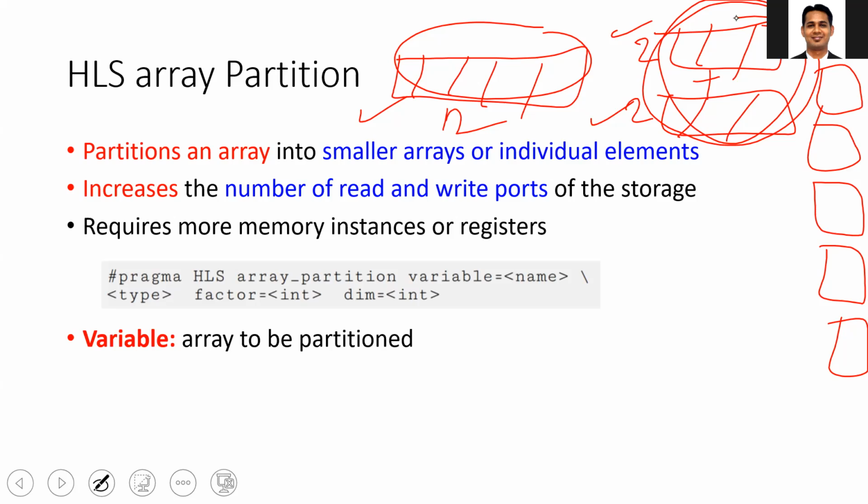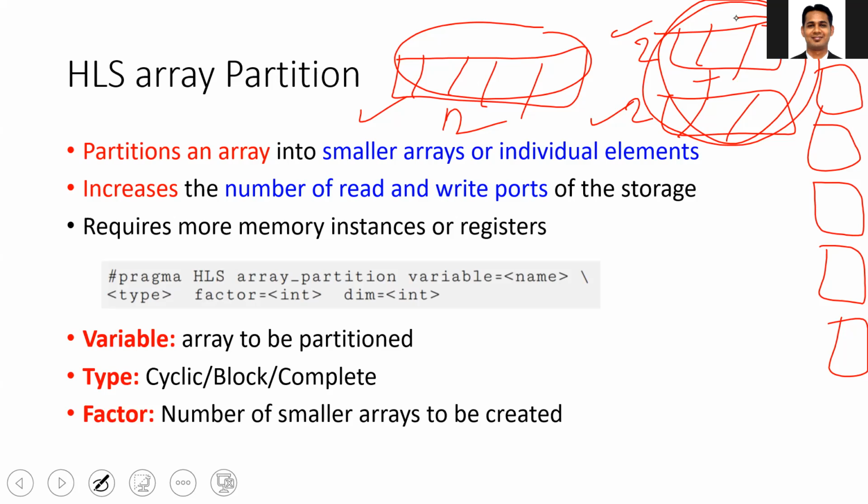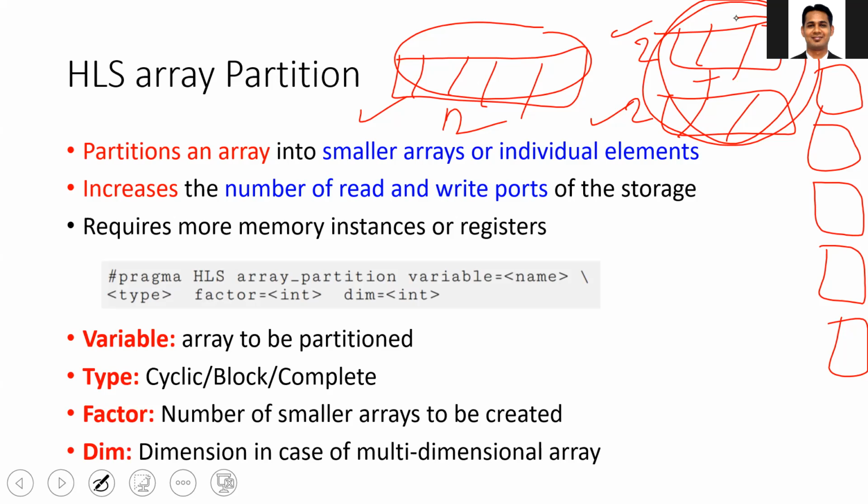So here the variable indicates which array you want to partition. You need to give the name of that array. Then the type of the partitioning, which is cyclic, block, or complete. We'll discuss that in the next slide. Factor is the number of arrays to be created. Okay, and dimension is for the case of a multi-dimensional array.